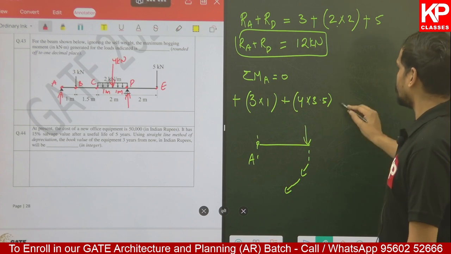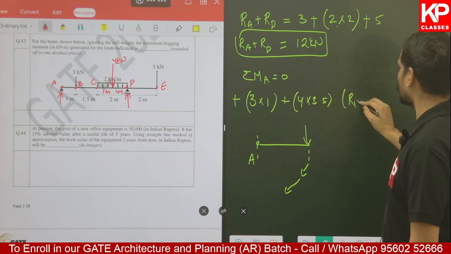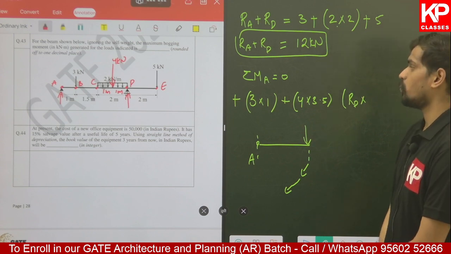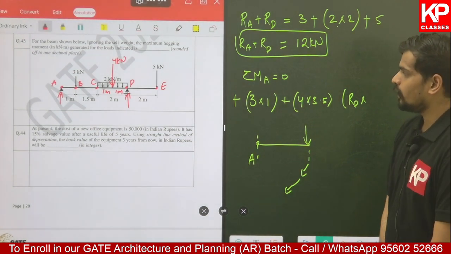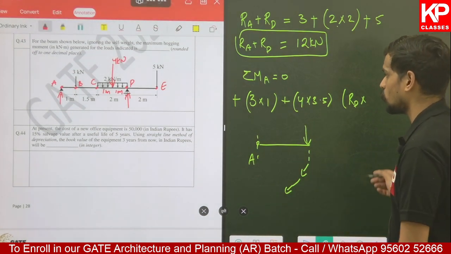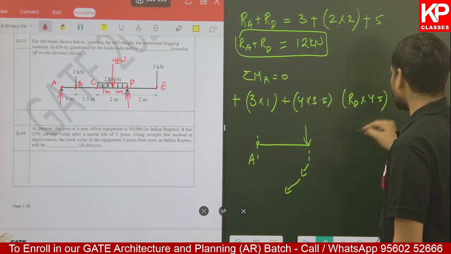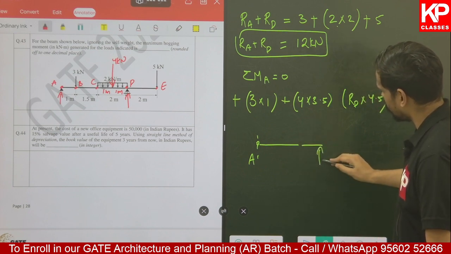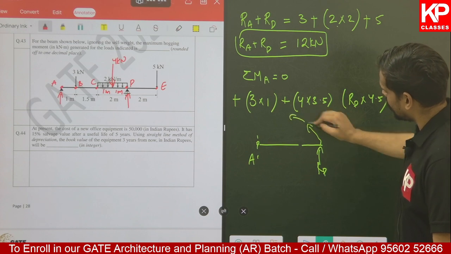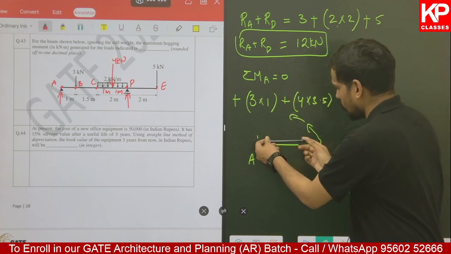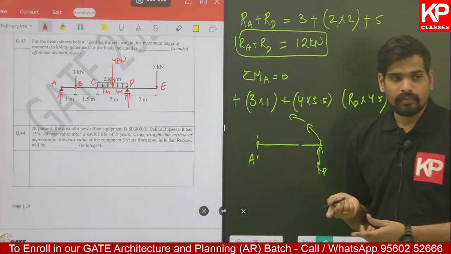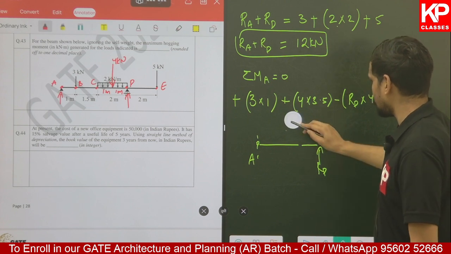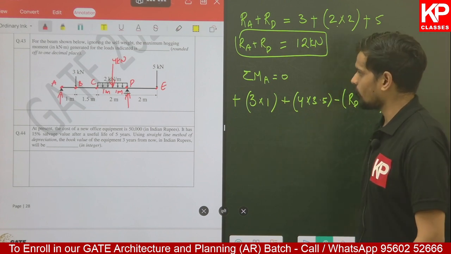So that's positive. Then you have a reaction at support D, with the perpendicular distance from the reference point, that is point A, of 1 plus 1.5 plus 2, that will come out to be 4.5. D is over here, RD is acting from the bottom, so it will create an anti-clockwise turning effect, that will be taken as negative, so this is minus. The next one is 5 kN.